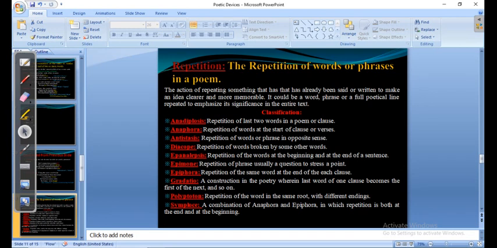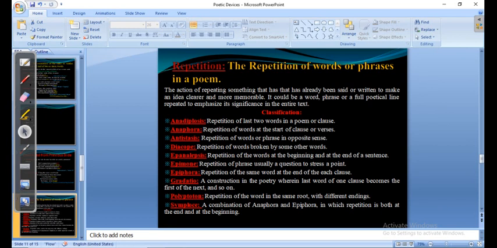We can classify this repetition, this literary device, namely repetition, into many types: epizeuxis, anaphora, anastrophe, diacope, and many more. Every repetition device is classified in its own way. If we go to diacope, it is repetition of words broken by some other word. Symploce is a combination of anaphora and epiphora.